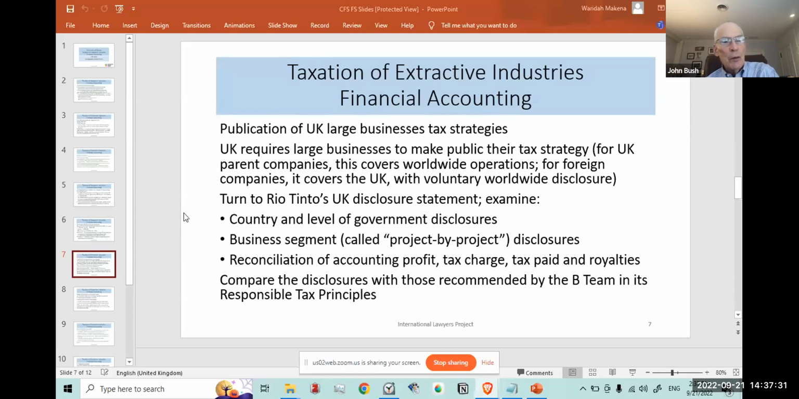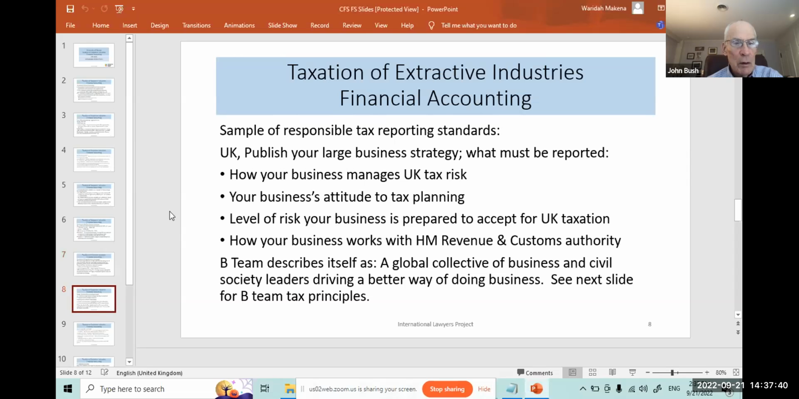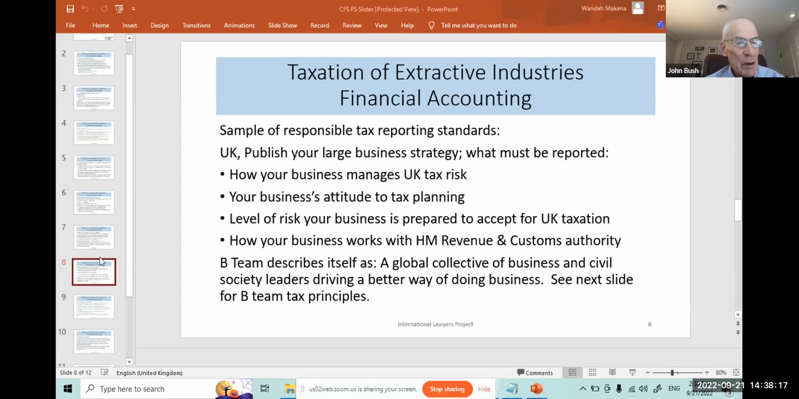Okay, so this is the requirement that the UK imposes. Let's go to the next slide if we could, please. Okay, this slide tells you what the law in the UK is about what you have to disclose. And, you know, this is sort of general type of stuff, but in any event, it's what the law requires. And it's kind of interesting in and of itself. Okay, let's go on to the next slide.